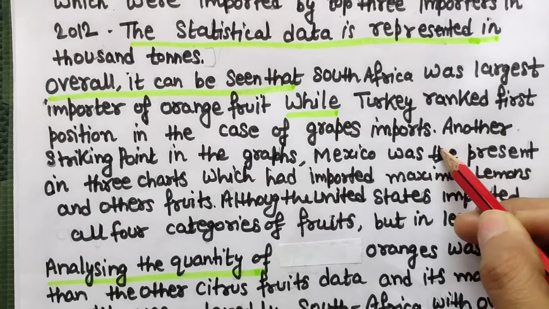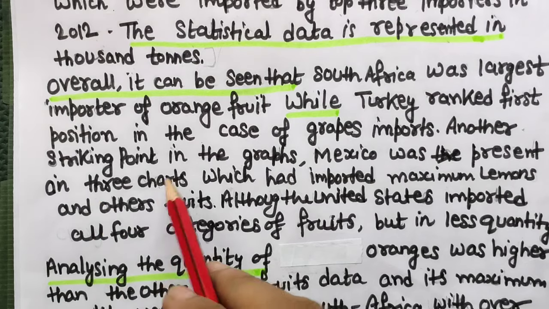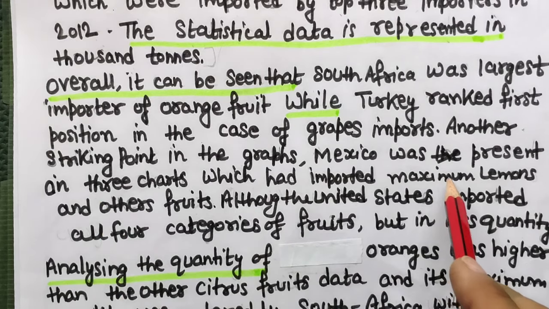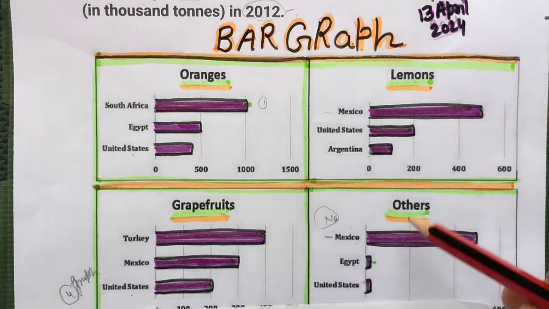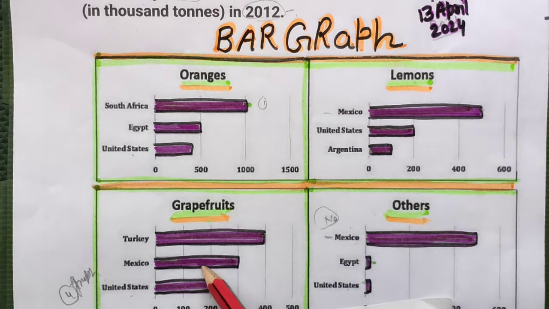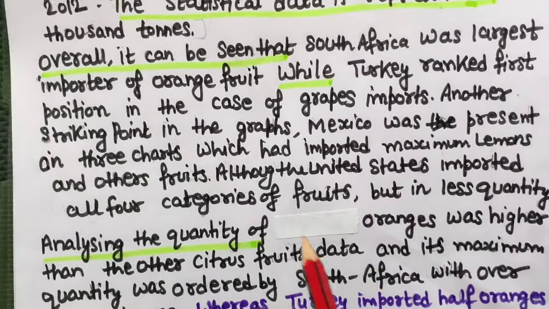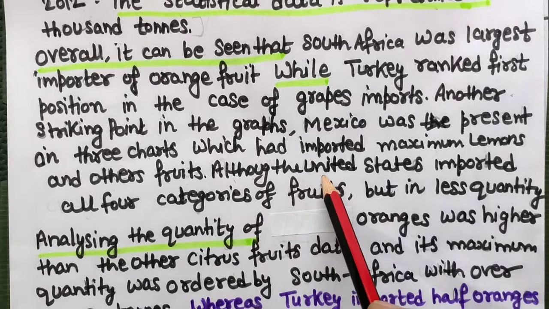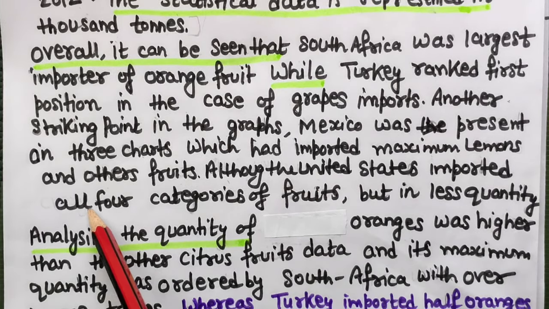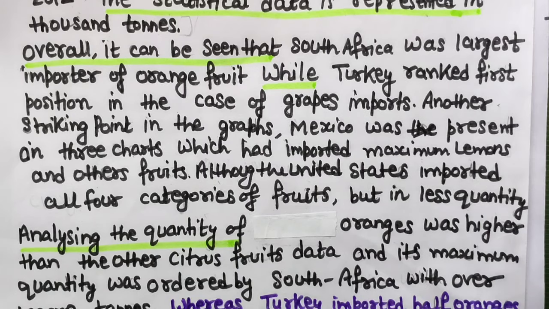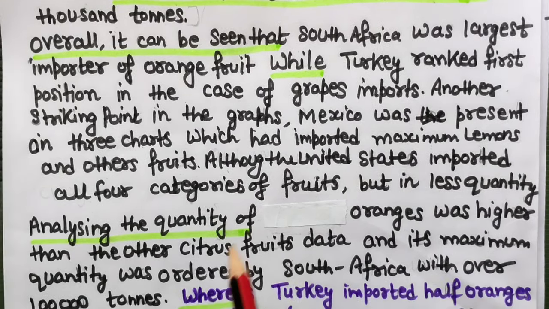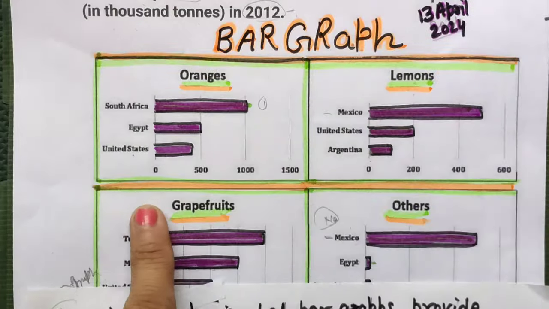Mexico was present on 3 charts, which had imported maximum lemons and other fruits. So here he was present here also. Okay, so next is, although the United States imported all 4 categories of fruits, it was in less quantity as compared to other countries. Okay, now the body detail paragraph.